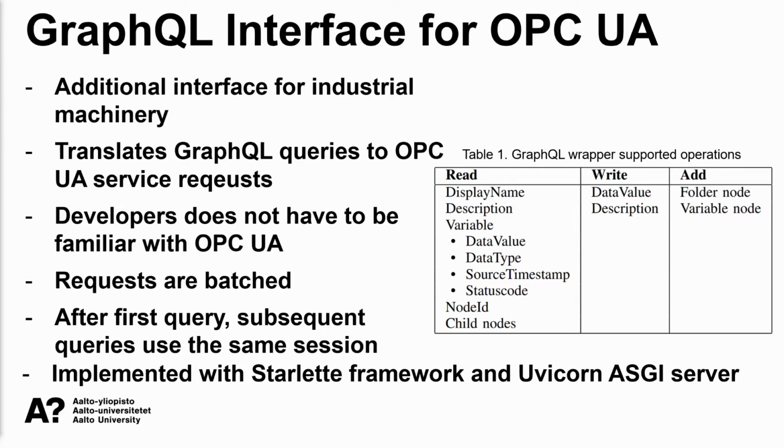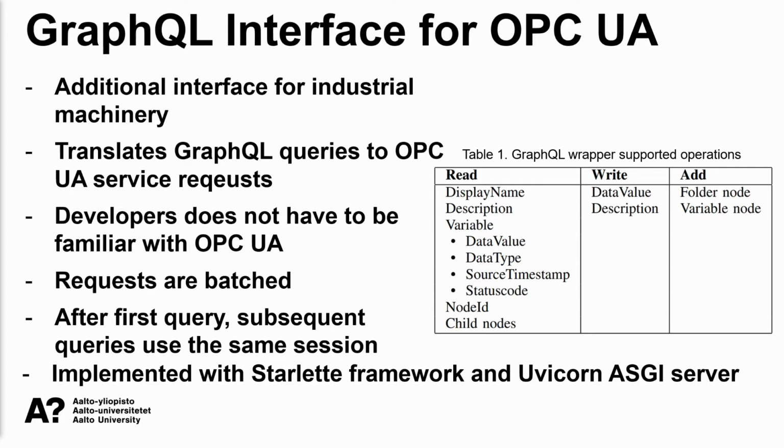Multiple requests from a client are often batched into a single OPC UA service request. For the first query to an OPC UA server, a session has to be established to the OPC UA server, which requires several handshakes as mentioned earlier. Therefore, the execution of the first query takes longer. However, subsequent requests use the same session, which reduces the request execution time.